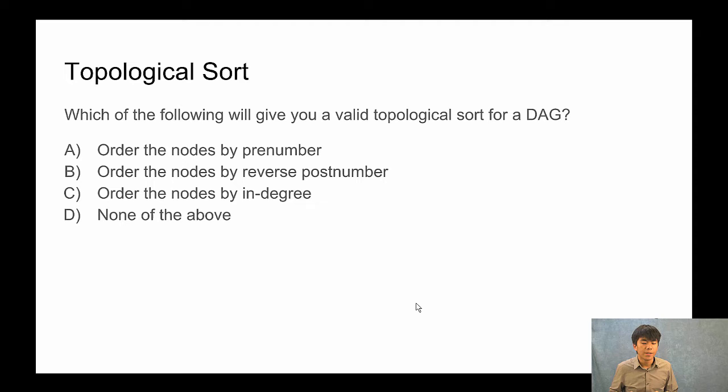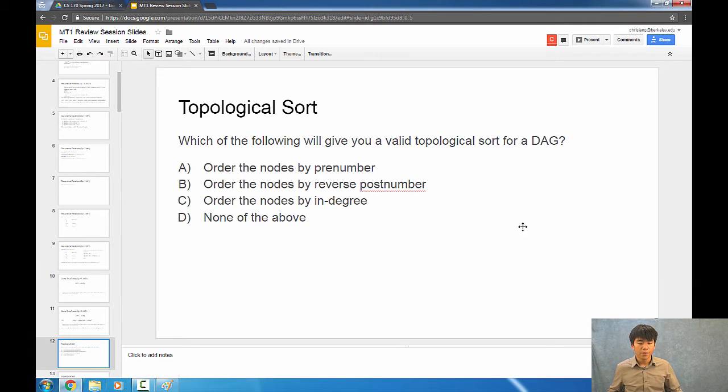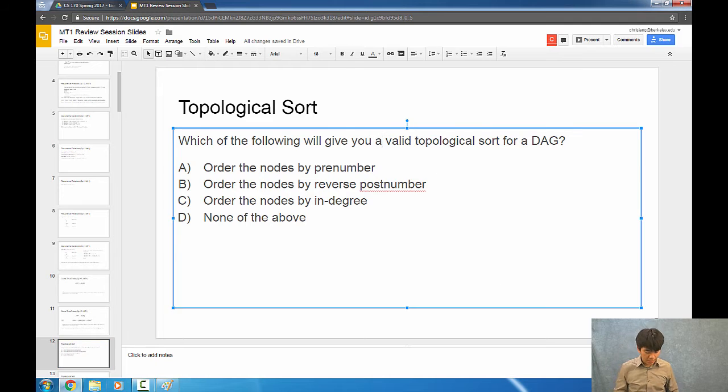All right, topological sort. Which of the following will give you a valid topological sort for a DAG? This one should say, which will give you a guaranteed valid topological sort. Basically, it's guaranteed to be valid.